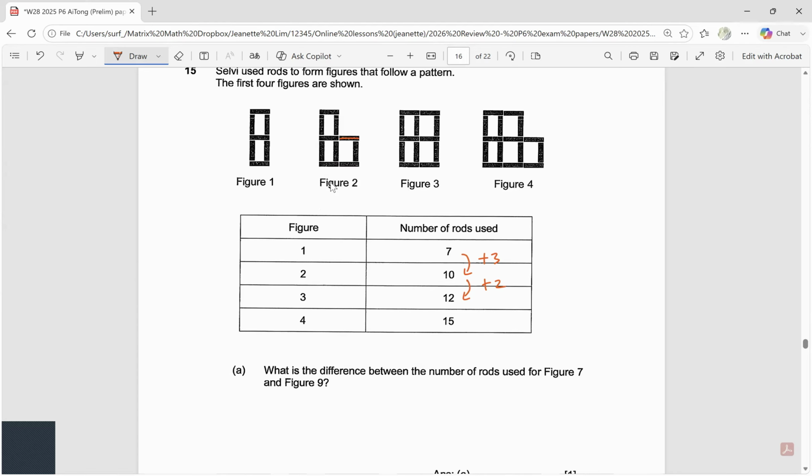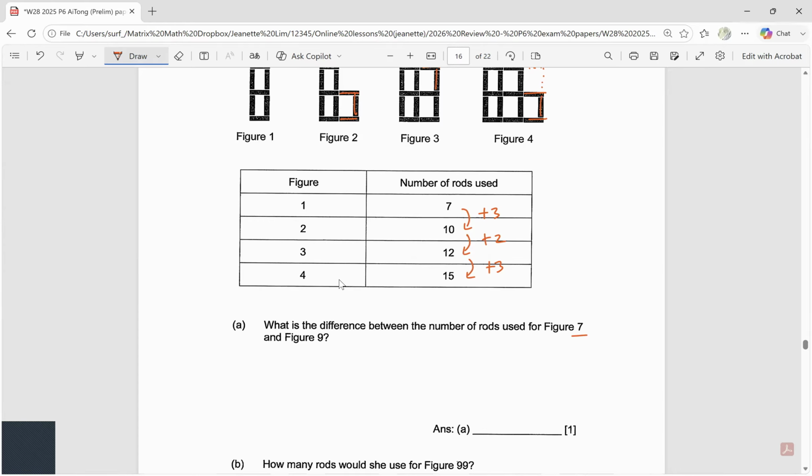Okay, so you add this 1, 2, 3 first, right? Then after that, you add 2. Then next one, you add 1, 2, 3 again. Then after that, the next one would be add 2 for the next figure, figure 5. So it always follows a pattern plus 3 plus 2 plus 3 plus 2.